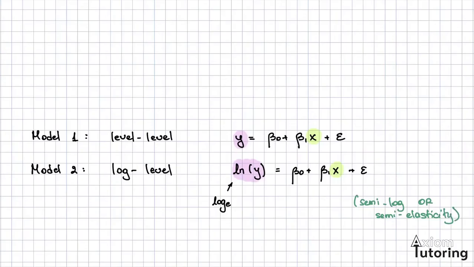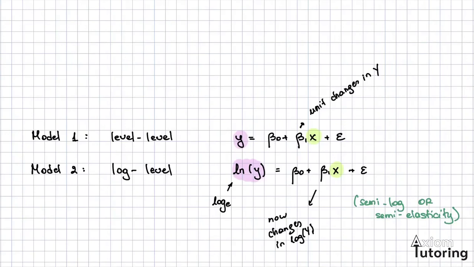Now, what changes conceptually between these two models? In the level model, we had beta 1 measuring unit changes in y, but now the beta 1 that we have is going to measure changes in log y, or ln y, as we've written it. Now, log y or ln y does not have a direct economic meaning. This is why we need to understand what needs to be done.